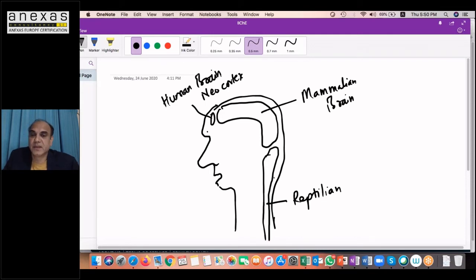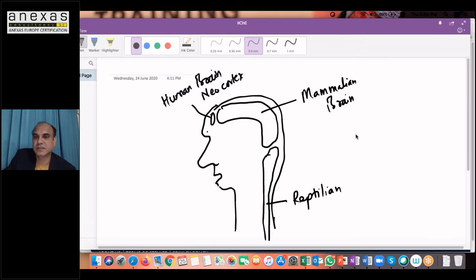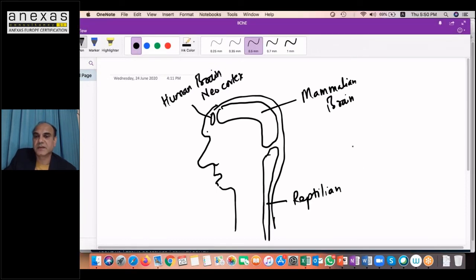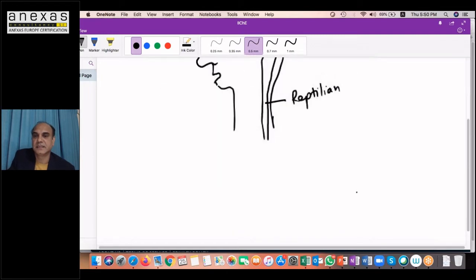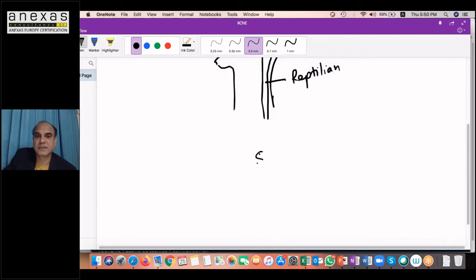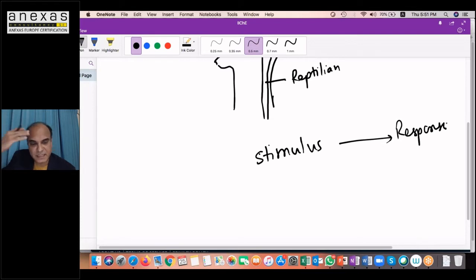We can't control them. For example, if I throw a stone at you, automatically you will react, isn't it? You don't think too much, you respond immediately. So we can call it one: you have a stimulus and then you respond automatically. It's like software written in our brain, stimulus and response. Immediately it happens.